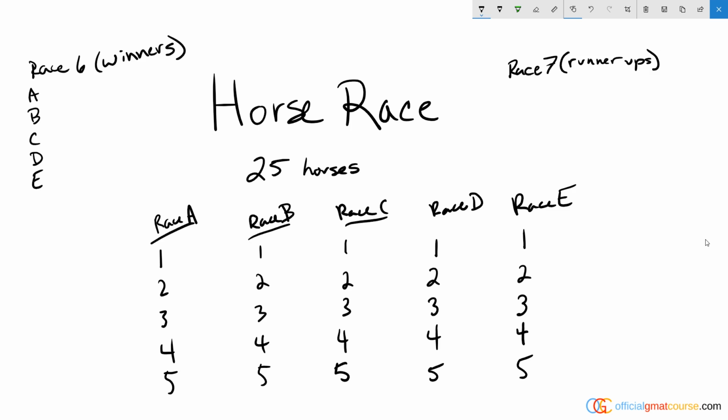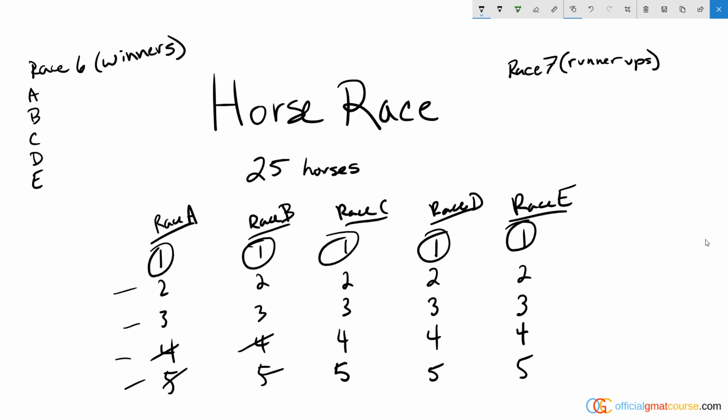5 races to start. So if we run races A through E, as I've shown here, we're going to end up with 5 different winners, which is represented as the first place finisher. And then obviously 5 different second place, third place, fourth place, and fifth place. And this is where we can start to eliminate potential top 3 horses, because none of the fourth or fifth place horses could possibly be in the top 3 since they weren't even the top 3 in their own race.